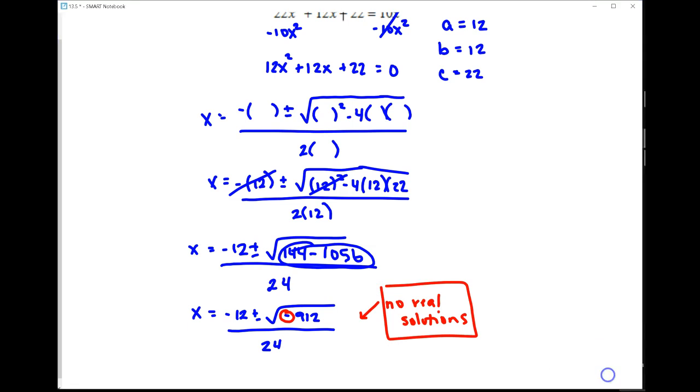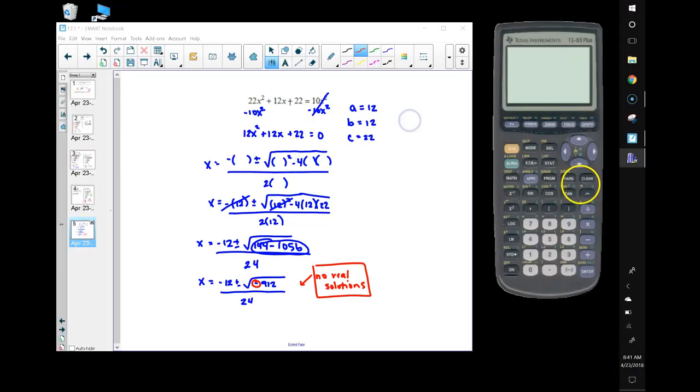And you'll even know if you go to your calculator and you put in the square root of negative 912, you're going to get an answer that says non-real answer, okay? Because you can't take the square root of a negative. So that's one way to check to see if that is the right answer, is that your calculator will tell you that it won't work, okay?